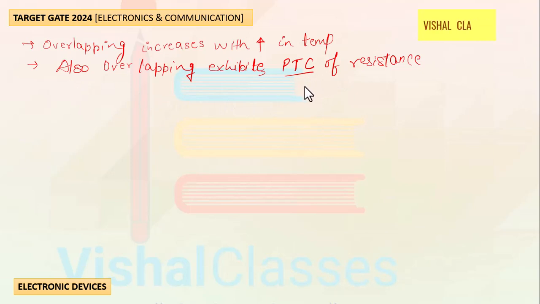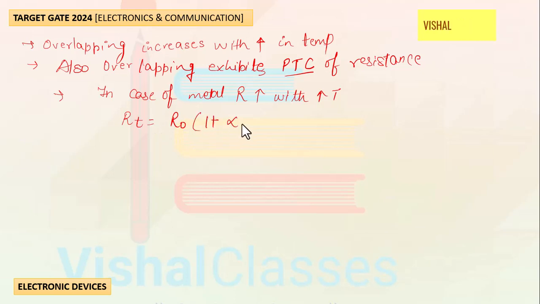As metals have positive temperature coefficient of resistance, in case of metal, resistance value increases with increase in temperature. And resistance value is given by the formula RT is equal to R naught (1 plus alpha T).